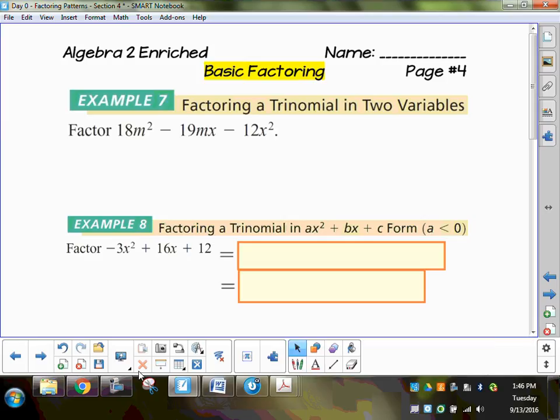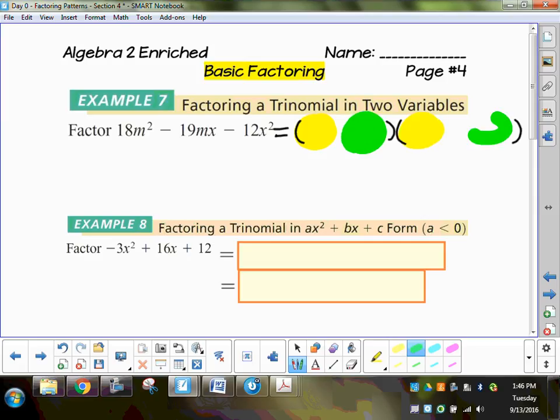Looking at what's there, I've got 2 sets of factors that I'm going to look to construct. And in the lead position here, I need numbers that are going to multiply to give me, and in this, here's my lead position. And then I have my secondary positions here and here. In the secondary positions, I need to multiply to get 12x squared. And in the lead positions, I need to multiply to get 18m squared.